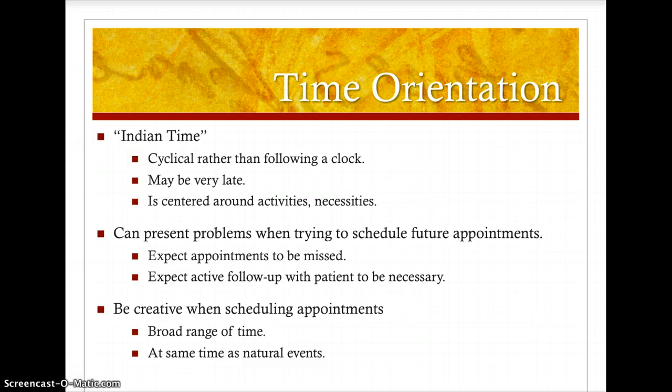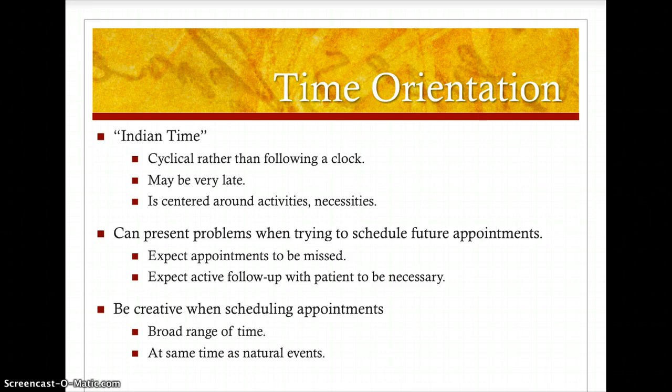Tasks are accomplished as needed rather than planned well into the future, and this can present problems when attempting to schedule appointments on future dates. To make it an easier process, try to schedule appointments within a general span of time and if possible around the same time as naturally occurring events, such as meal times and even sunsets.